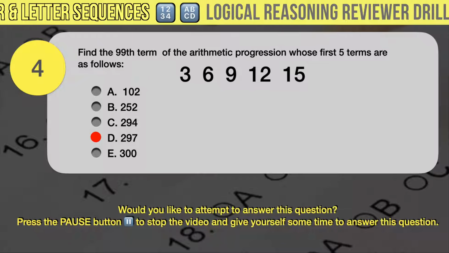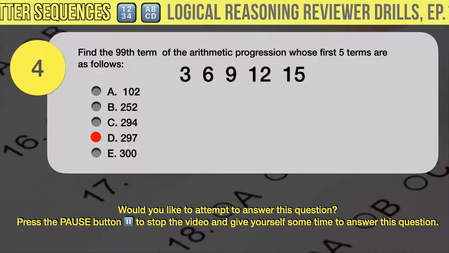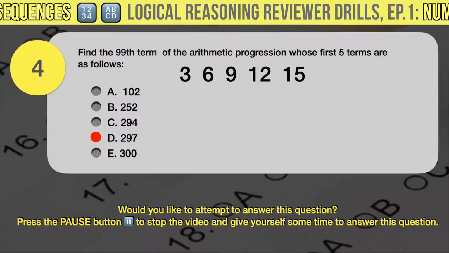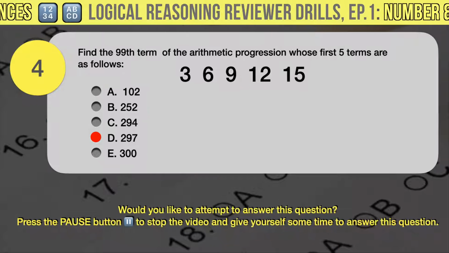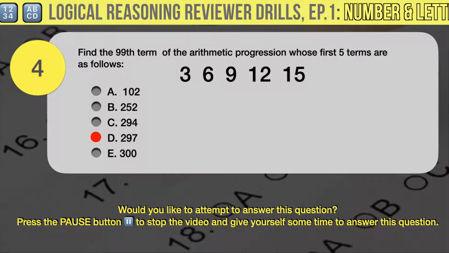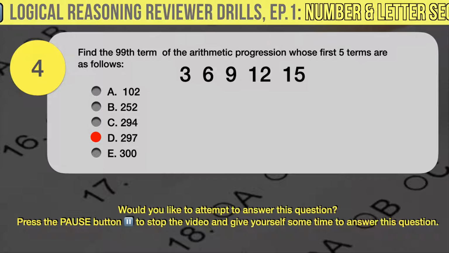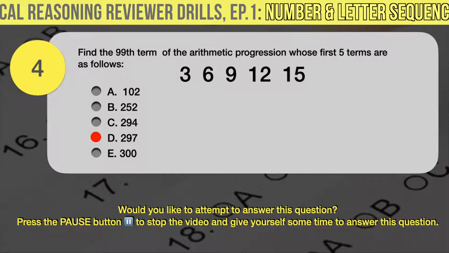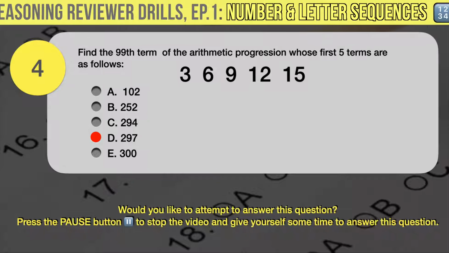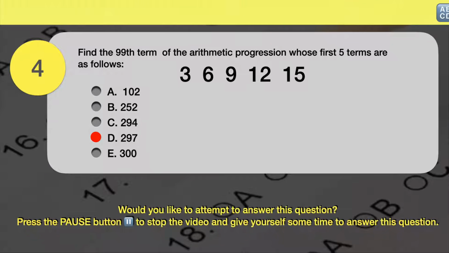297. Did you recognize the given first 5 terms of the sequence to be the same sequence in drill question number 1? However, in this particular question, instead of being asked for the next term, we are being asked for the 99th term. So how do we go about answering this question? Arithmetic progressions are generally easy, since there is just a common difference between terms. In this particular case it is 3.